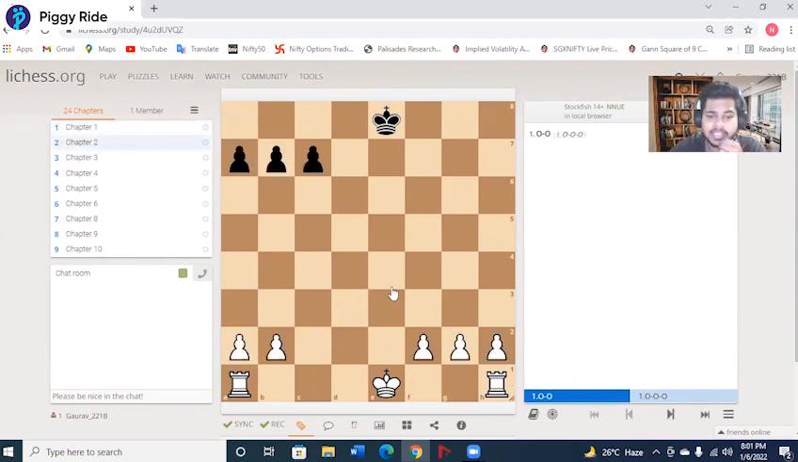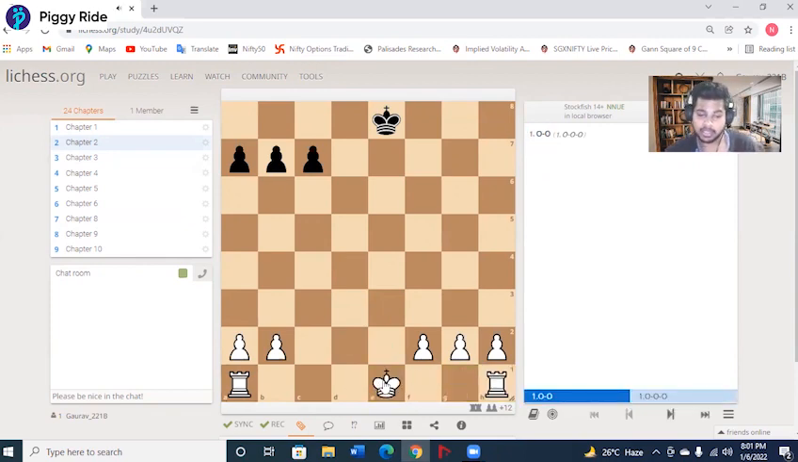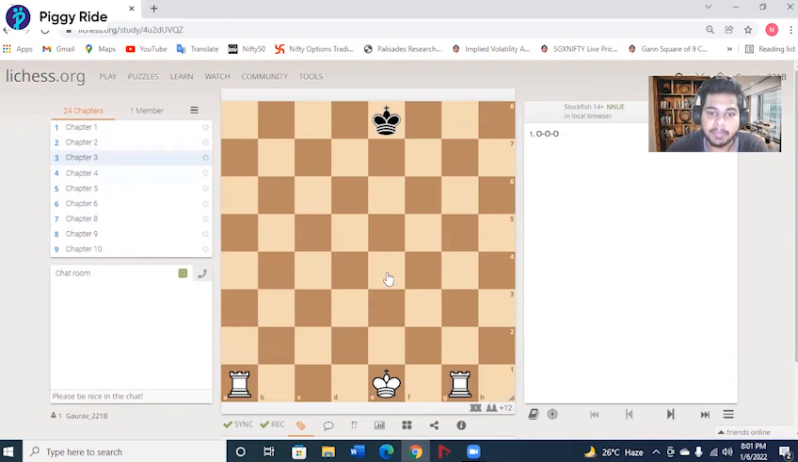Do you think the king can castle in this situation? Are the conditions met over here? Yes, they are. The king can easily castle. He can castle on the right side, on the king side, and also on the queen side.